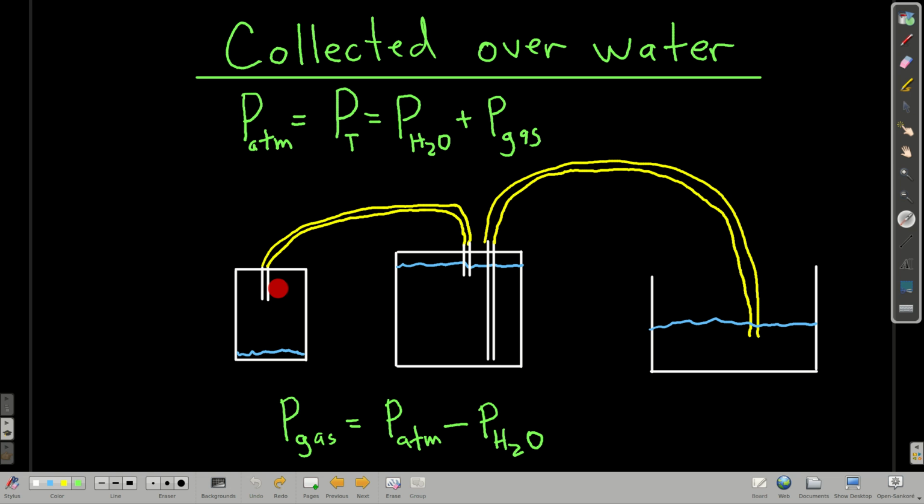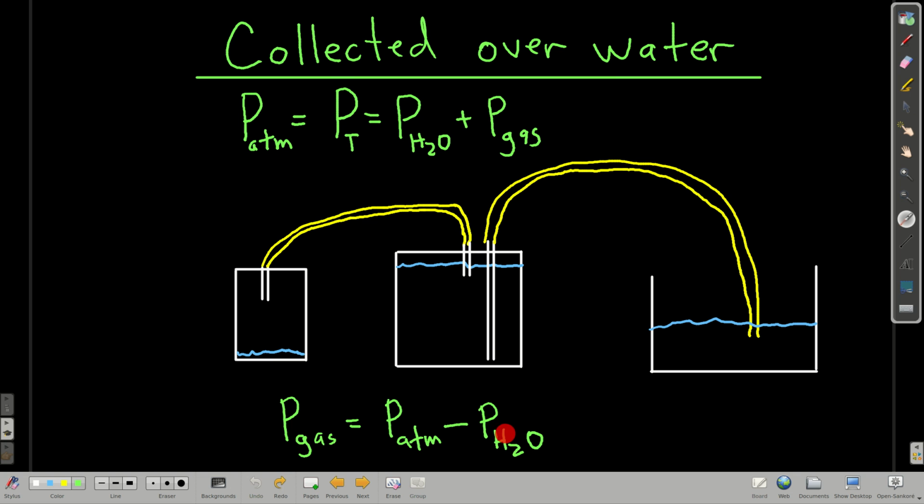In this situation, the pressure inside here is going to be equal to the atmospheric pressure, and you can measure that by looking at a barometer. What we really want to find, though, for the calculations that we normally do with this kind of experiment, is the pressure of the gas by itself. But what we measure is the atmospheric pressure, which is equal to what's called the vapor pressure of the water, plus the partial pressure of the gas itself. So we rearrange this equation a little bit and solve for the partial pressure of the gas. It's just the atmospheric pressure minus the vapor pressure of water.